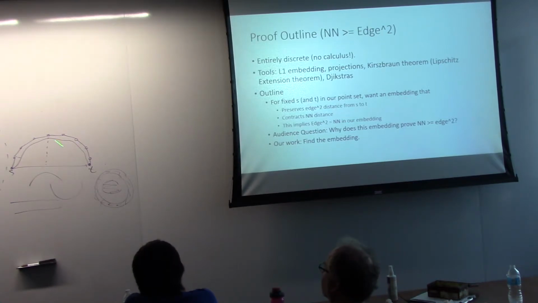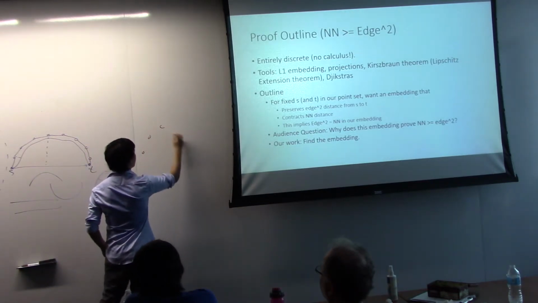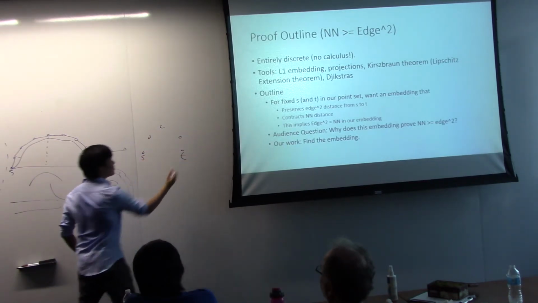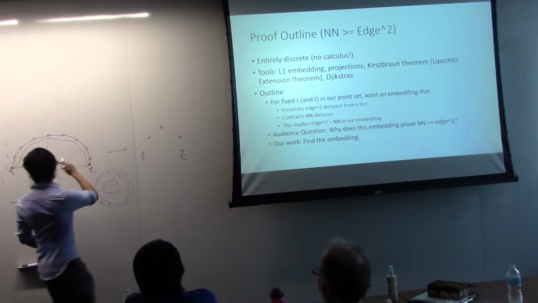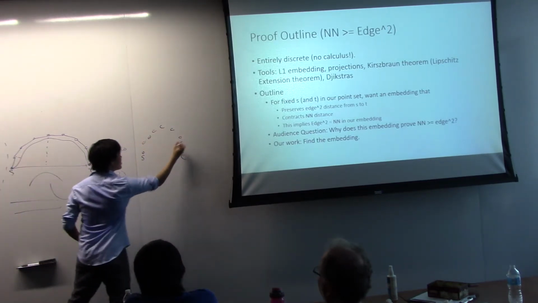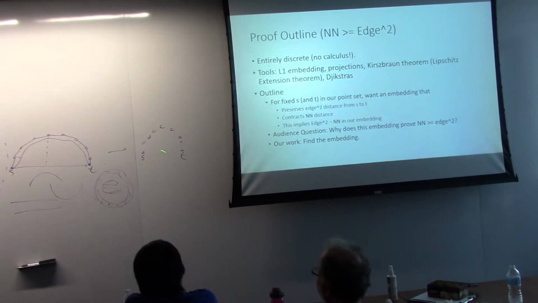The edge squared distance does not change. So we're going to maybe embed this into some other crazy point set, maybe in multiple dimensions, with the same number of points. The edge squared distance doesn't change, but the nearest neighbor metric only shrinks. So the name of the game is we're trying to shrink the nearest neighbor metric while keeping the edge squared metric the same. It's sort of pushing the boundaries of this inequality. And on this embedding, we're going to try to show that the nearest neighbor is in fact equal to the edge squared distance.